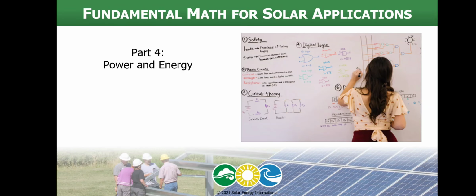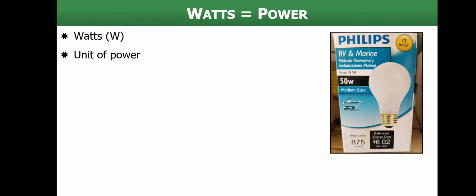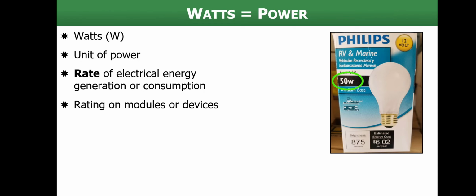Discuss power and energy. Power is a unit of measurement in watts. It is the rate of electrical energy generation or consumption. And it's instantaneous. It's what the device is consuming or producing at that moment in time.